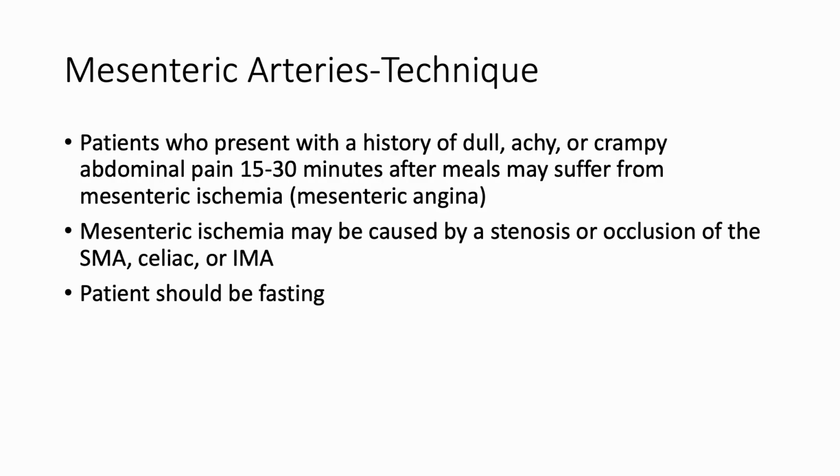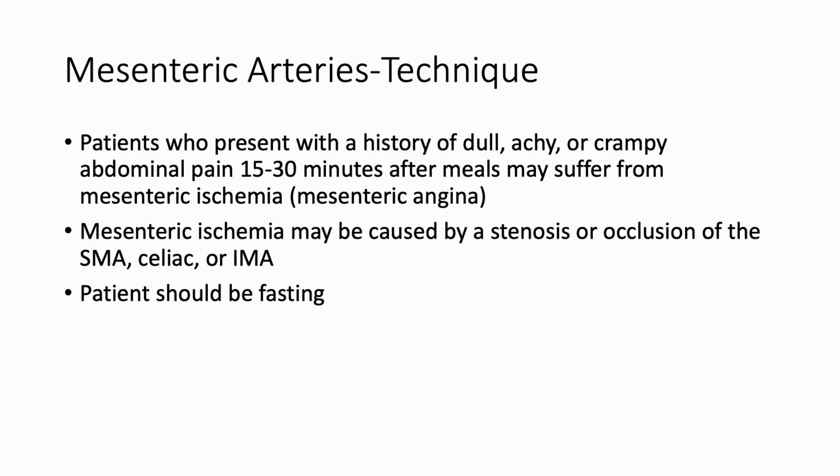All right, let's move on to mesenteric arteries. These are your celiac artery, SMA, IMA. Why do we do this? We do it on patients who present with a history of dull, achy, or crampy abdominal pain 15 to 30 minutes after they eat. That's called mesenteric ischemia or mesenteric angina, belly pain 15 to 30 minutes after eating. Mesenteric ischemia may be caused by a stenosis or occlusion of the SMA, celiac, or IMA.